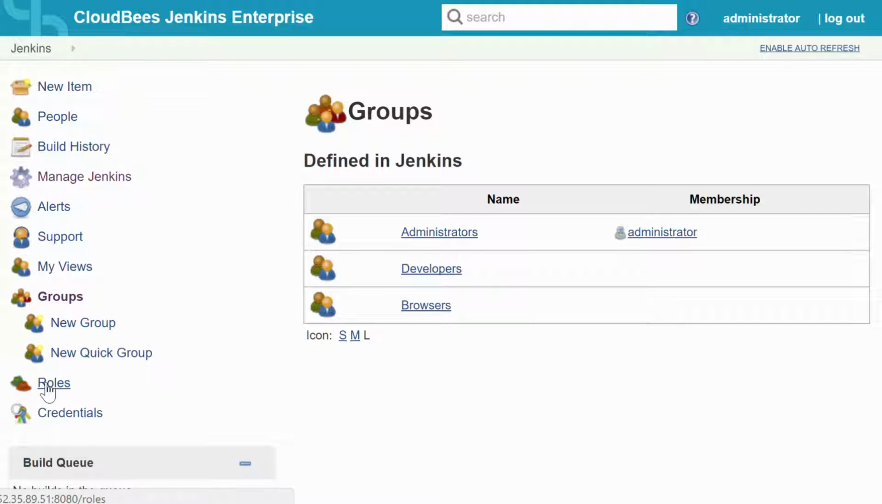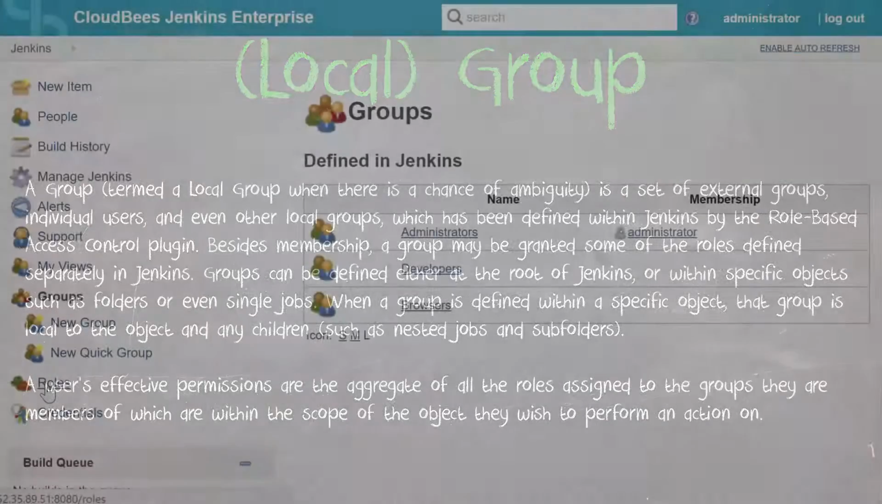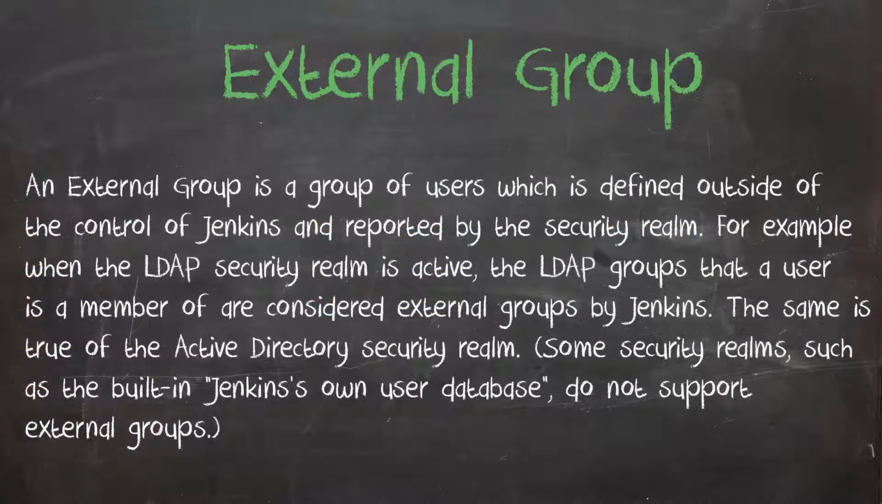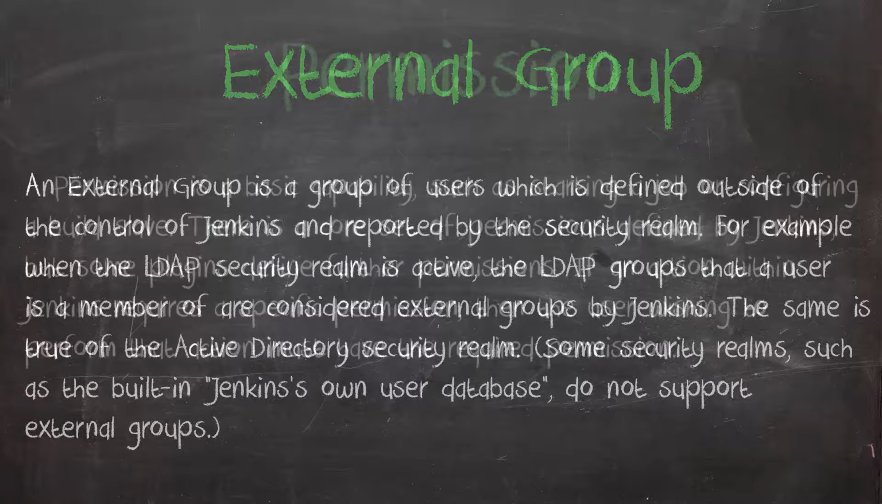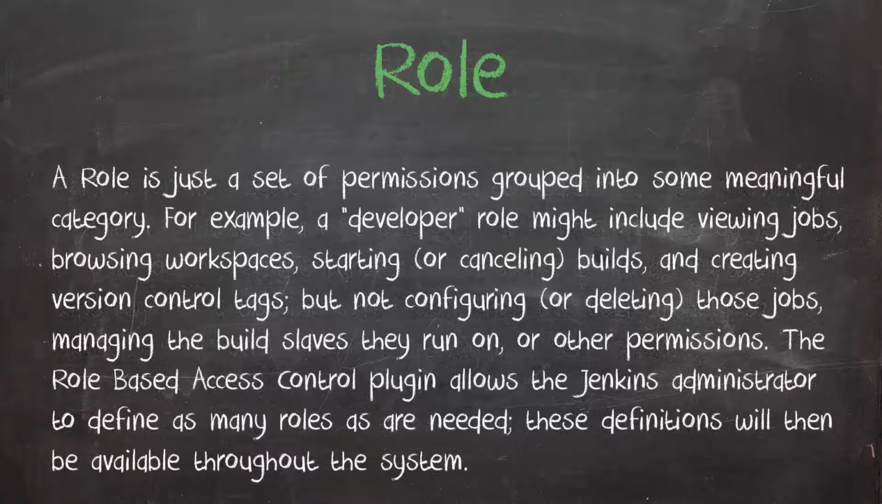Before we get too much further, let's take a break to cover some new Jenkins terminology. A local group refers to a set of users, or even a set of groups that we define within Jenkins. To manage them, click the Groups link on the left. Here you can see the 3 groups created by the initial configuration. An external group also refers to a group of users, or group of groups, but is one that's defined outside of Jenkins, like an Active Directory group. A permission is the right to do something, such as starting a job or creating a new project. A role is simply a collection of permissions, which makes them much easier to manage.